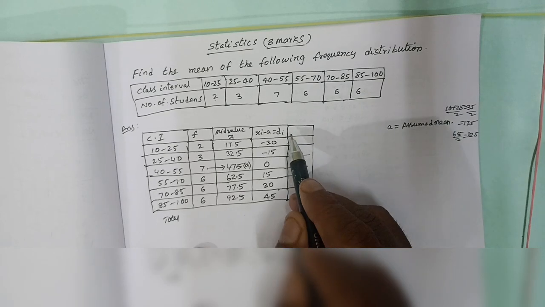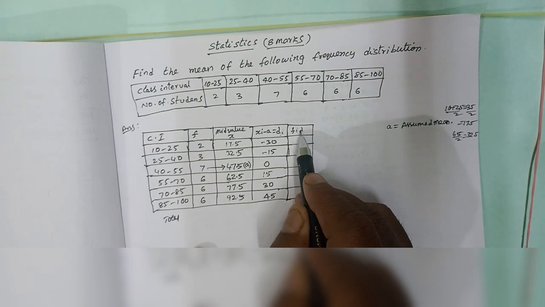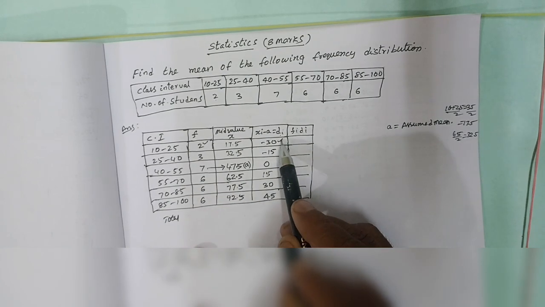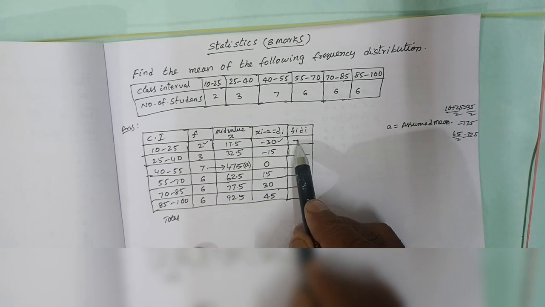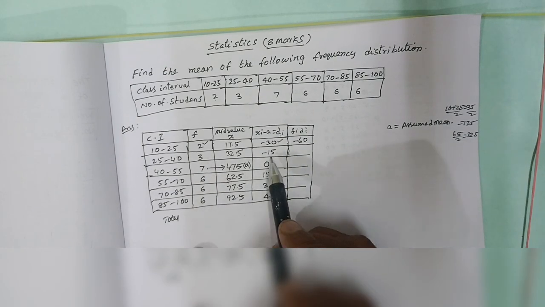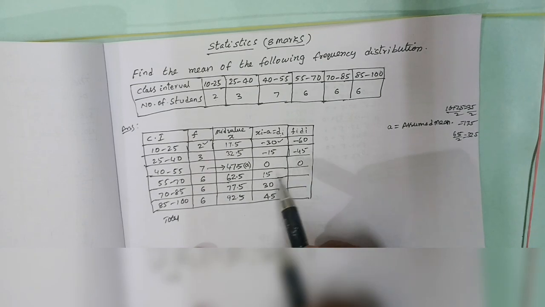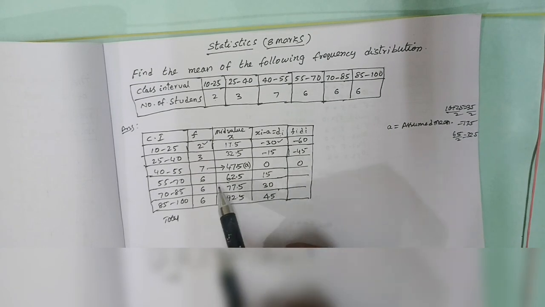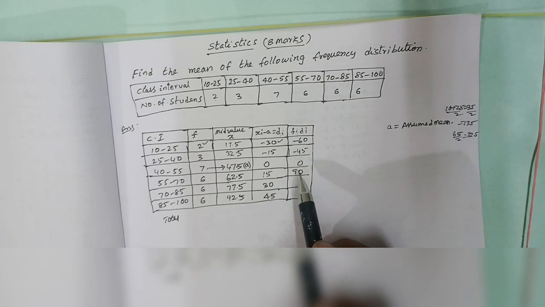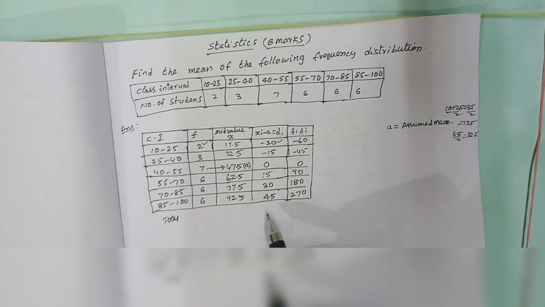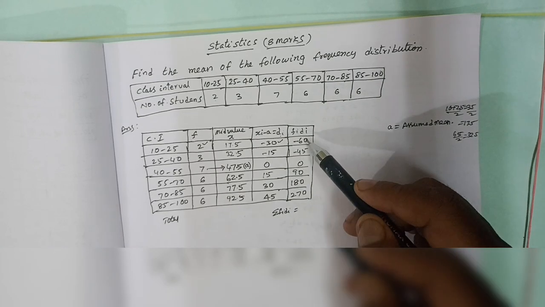Now this is di. We calculate fi di. F means frequency, this one. 2 into minus 30, minus 60. 3 into minus 15, minus 45. 7 into 0, 0. 6 into 15, 90. 6 into 30, 180. 6 into 45, 270. Now sigma fi di we want to find, means adding these.